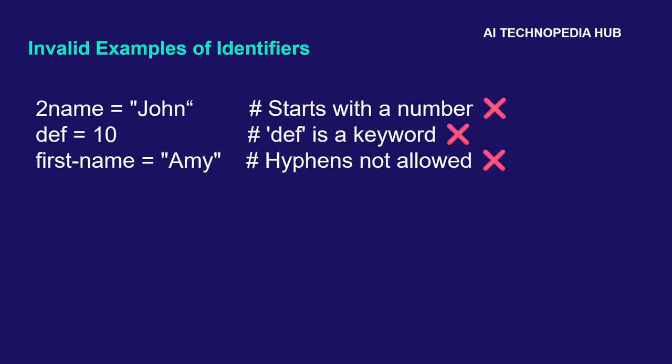And finally, we have first-name = "Amy". This is also not allowed because hyphens are not valid in identifiers. Python will think you're trying to subtract. Instead of first-name, you could have used first_name or firstname together, both of which are valid. So remember, identifiers cannot start with numbers, cannot use keywords, and cannot contain special characters like hyphens.